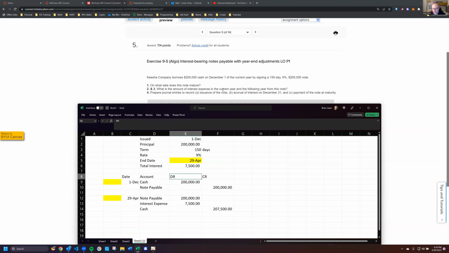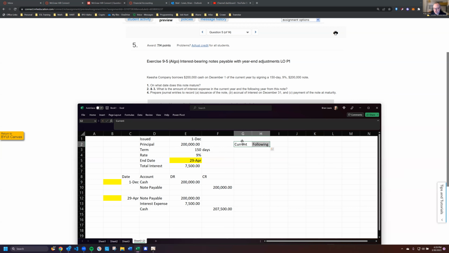What is the amount of interest in the current year and the following year for this note? Now see, that's the trick here, right? Okay. This is the full amount. We know that, let's see, this is called current. Let's do current year and following year. Okay. So let's figure out how many days. Let's go back up here. How many days are in each of these periods?